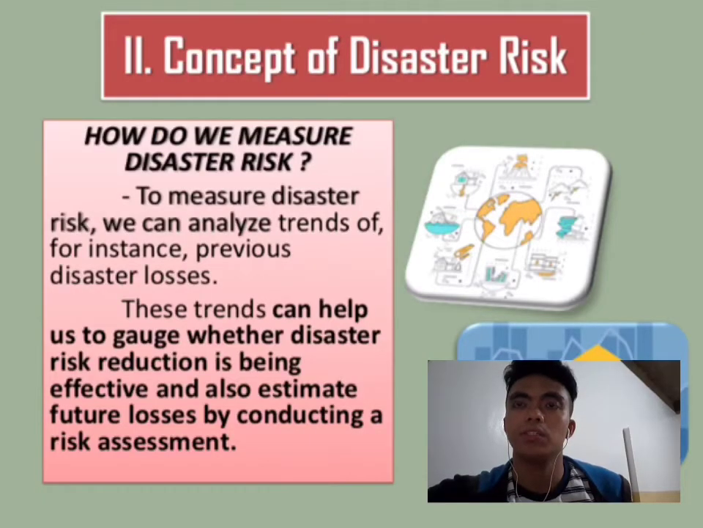How do we measure disaster risk? To measure disaster risk, we can analyze trends of, for instance, previous disaster losses. These trends can help us to gauge whether disaster risk reduction is being effective and also estimate future losses by conducting a risk assessment.